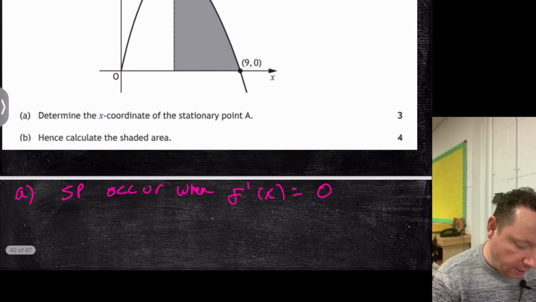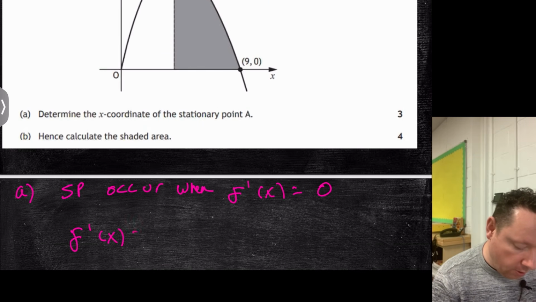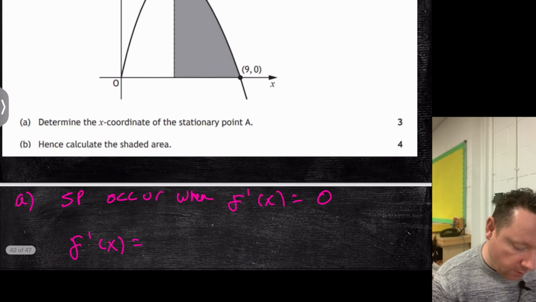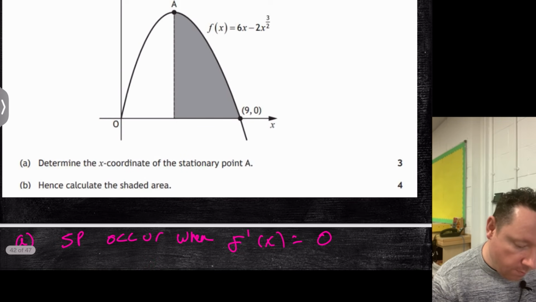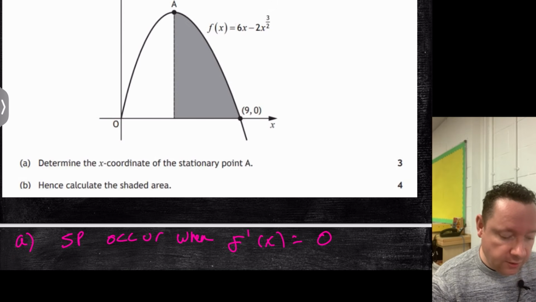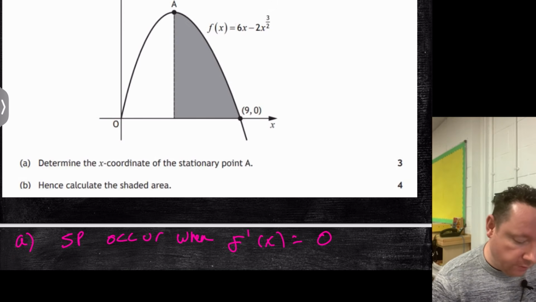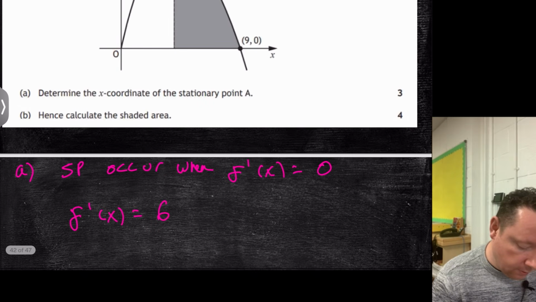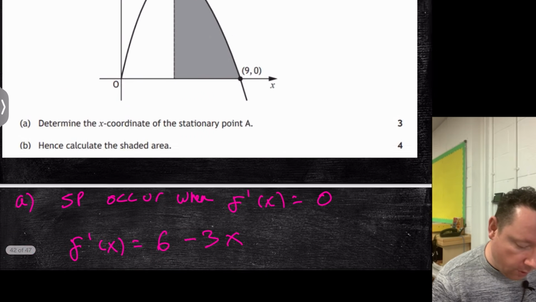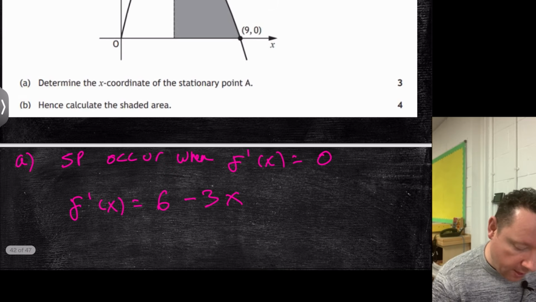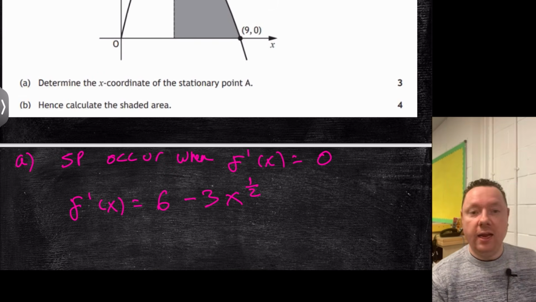So we work out f dash x. Looking at our original function, 6x becomes just 6. Minus, we've got 3 halves times 2. 2 3s are 6, divided by 2 is 3, so minus 3x. And then taking away 1 from the power, 3 halves just becomes a half. And we're going to need to make that equal to 0.